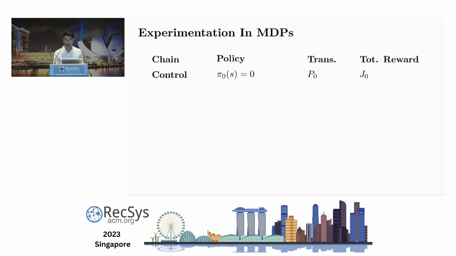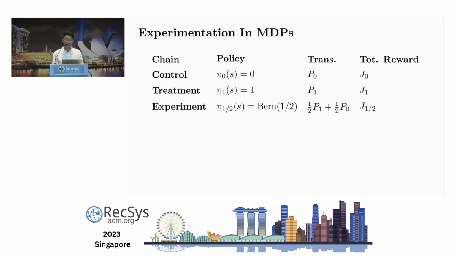So what does it mean to experiment in an MDP? The first policy we care about is called the global control policy, and we denote it as pi 0. This policy simply chooses control at every time step, no matter what. Similarly, we have a global treatment policy, which chooses treatment at each time step. And finally, the policy that we actually execute when we run the experiment is the experiment policy pi 1/2. This chooses control with probability 1/2 or treatment with probability 1/2 at each time step. So again, when you're running the experiment, what you're actually doing is executing the experiment policy.